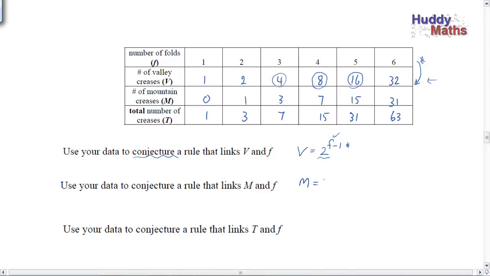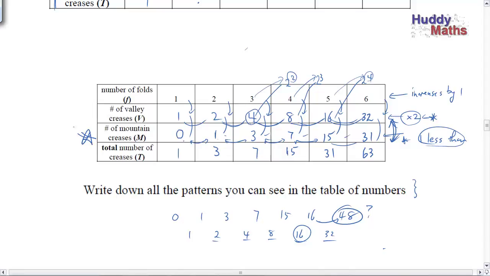Oh, hang on, no. It wants us to connect M and F. So we better go back. And what's the connection between M and F? So we've got to connect M over here back to F. That's going to be like powers of 2, isn't it? I think so. So what could we say here? How do we get 1 from 2, 3 from 3, 7 from 4? Oh, using powers, maybe.